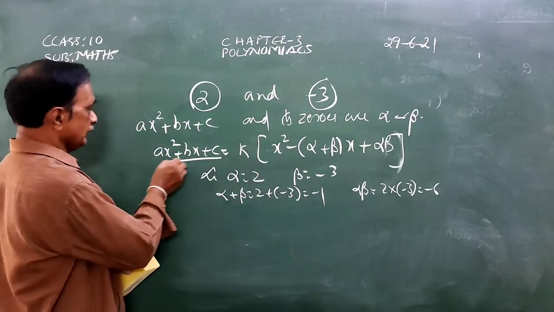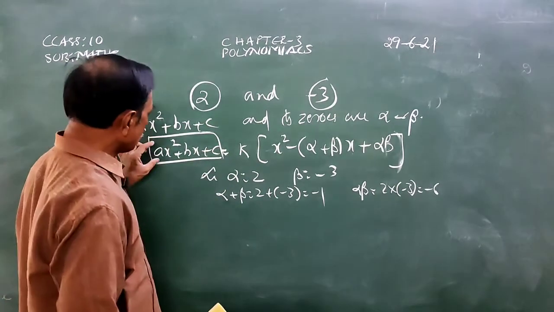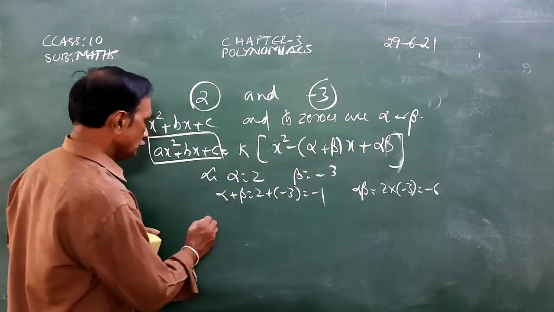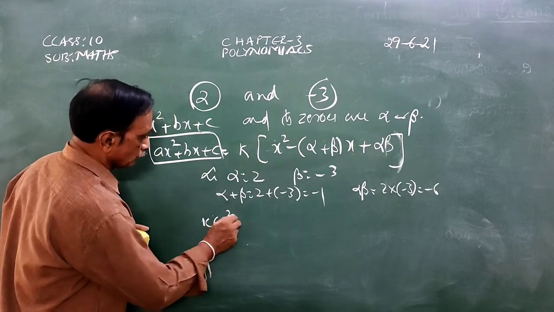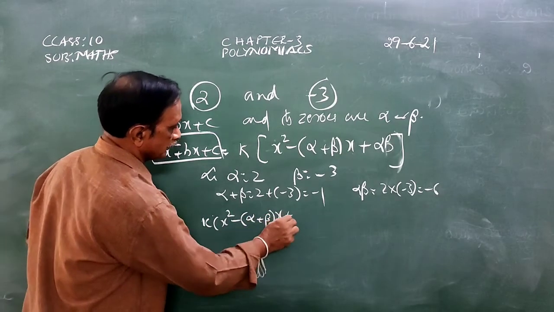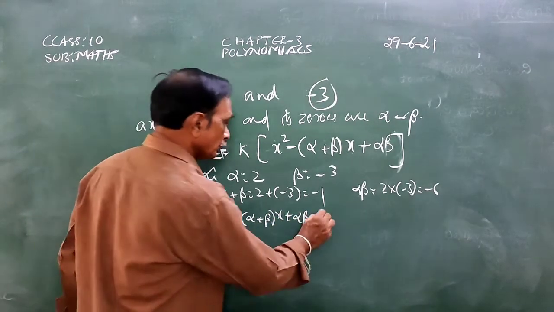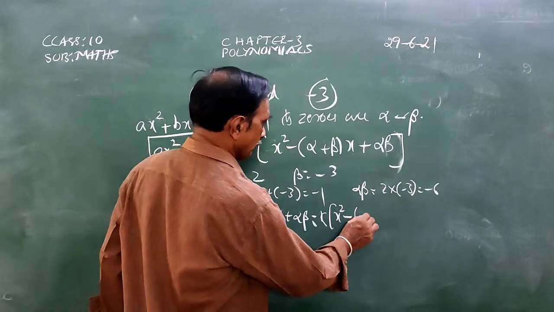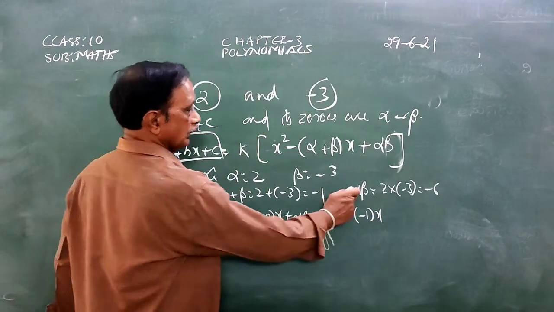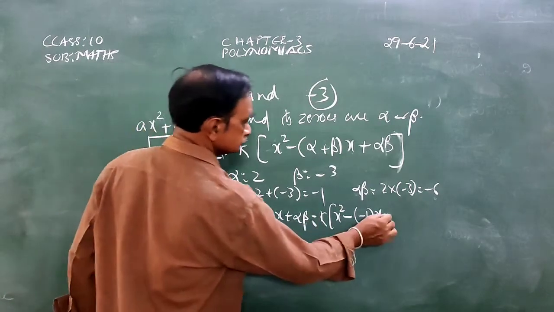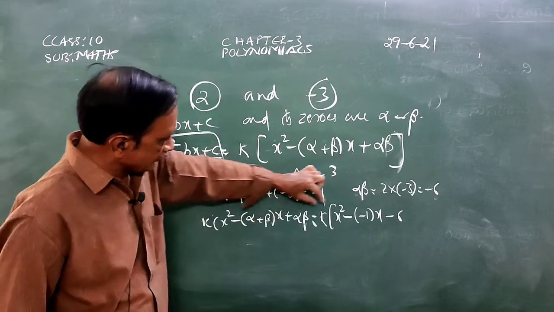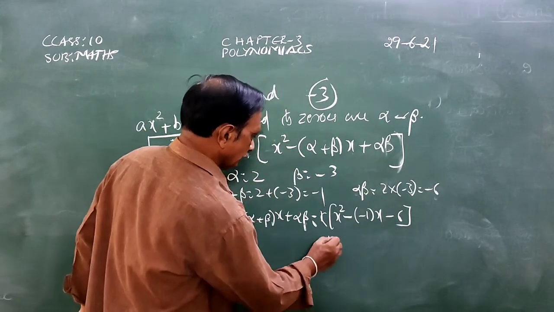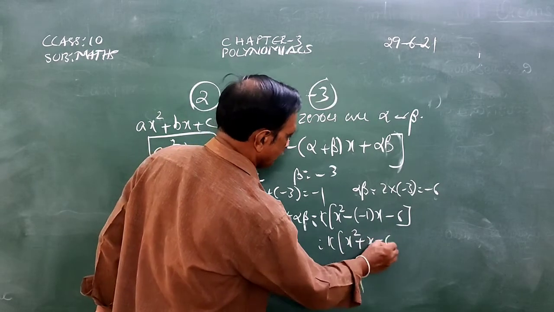To get the quadratic polynomial ax² + bx + c, which is in the form k(x² − (alpha + beta)x + alpha beta), we write k(x² − (alpha + beta)x + alpha beta). What is alpha plus beta? −1. What is alpha beta? −6. So where it is alpha plus beta, we write −1, and where it is alpha beta, we write −6. Then k(x² + x − 6).